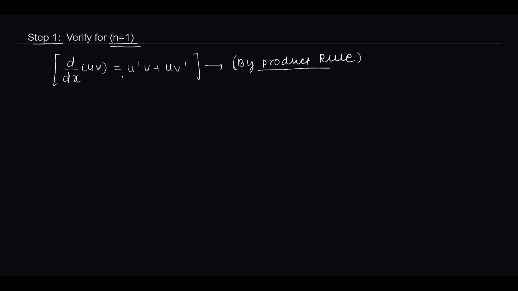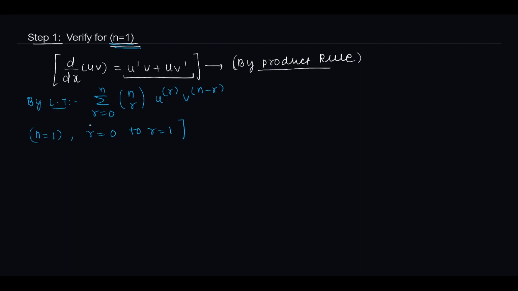So we will prove this result by using Leibniz theorem as well. By applying Leibniz theorem, we can solve it. Leibniz theorem is summation r equals 0 to n, n choose r, u power r, v power n minus r. From here, we are finding the first order derivative, that is where n equals 1. So the value of n is 1 and r goes from 0 to n, so r is 0 to 1.